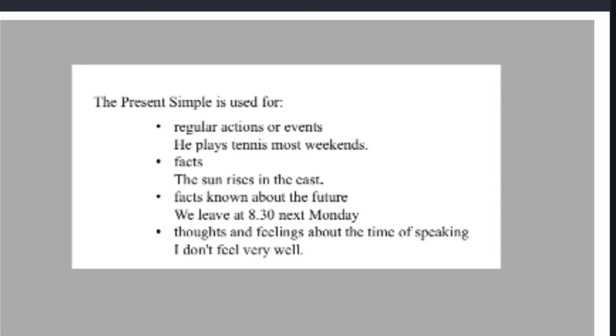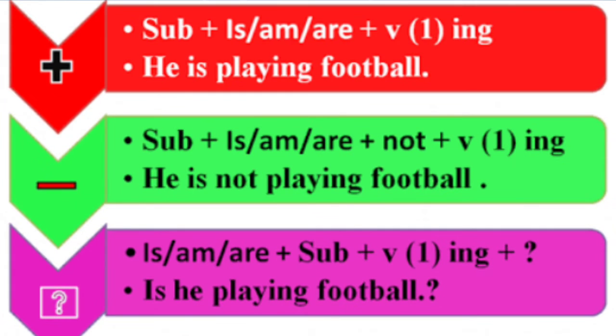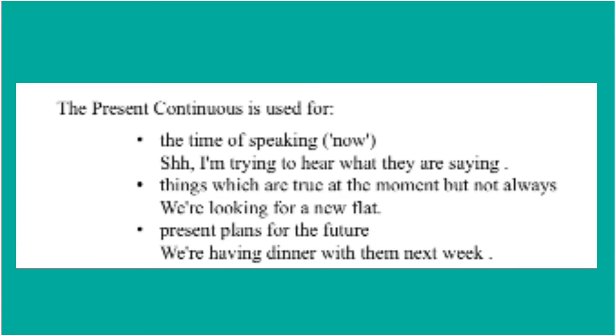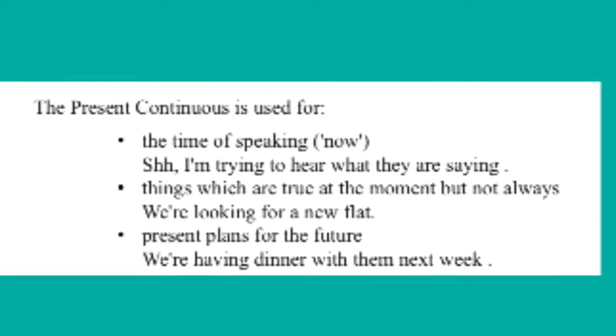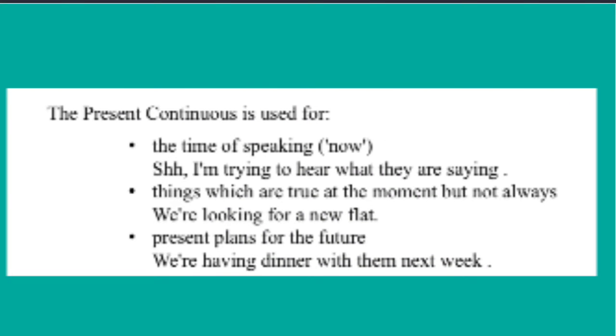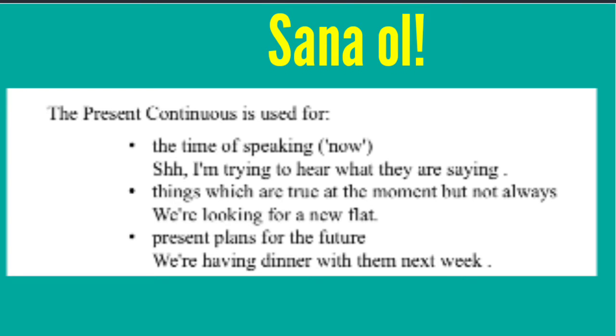When do we use present continuous? Present continuous is used for the time of speaking. Now. Shh, I'm trying to hear what they are saying. We use present continuous for things which are true at the moment but not always. We're looking for a new flat. We use present continuous for present plans for the future. We're having dinner with them next week.